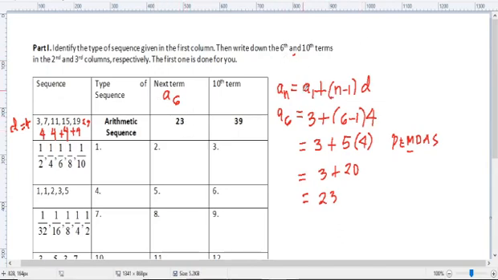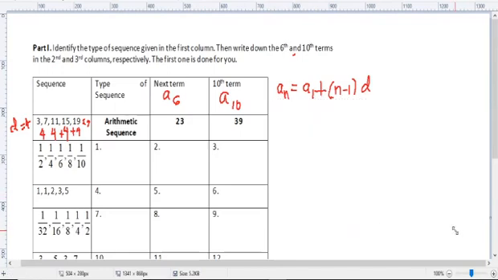Sunod, a sub 10. 10th term. A sub 10. Okay, a sub 10, so n equals 10, right? So, formula, a sub 10 equals a sub 1 plus 10 minus 1 times d.